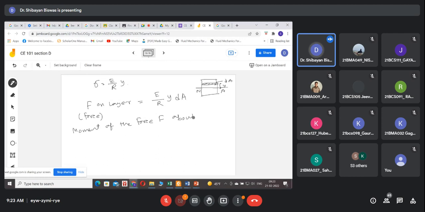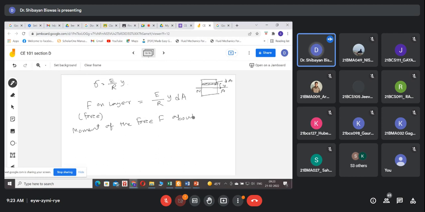Why will these two become equal? Because this is the external moment applied. This is the resistance against that moment, which should be equal to the external bending moment as long as it is within the elastic limit. So within the elastic limit, whatever bending moment is applied, the moment of resistance will be equal to that bending moment value.